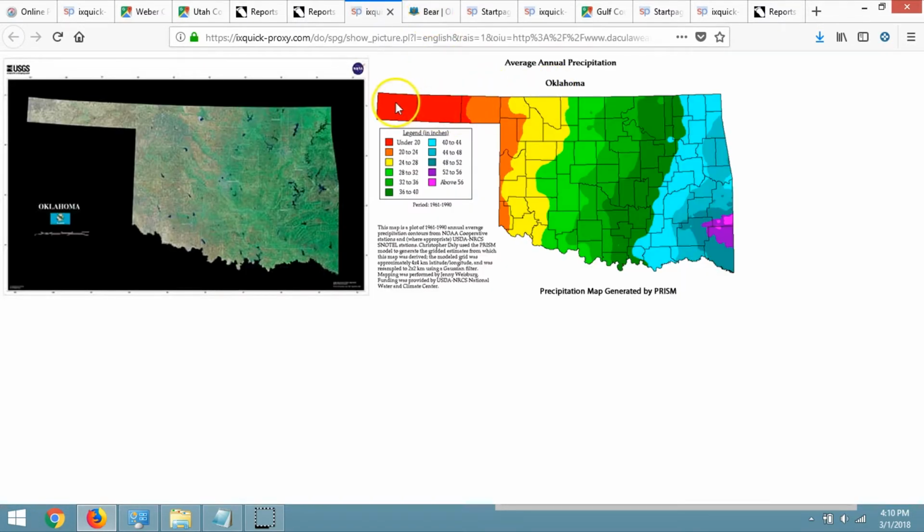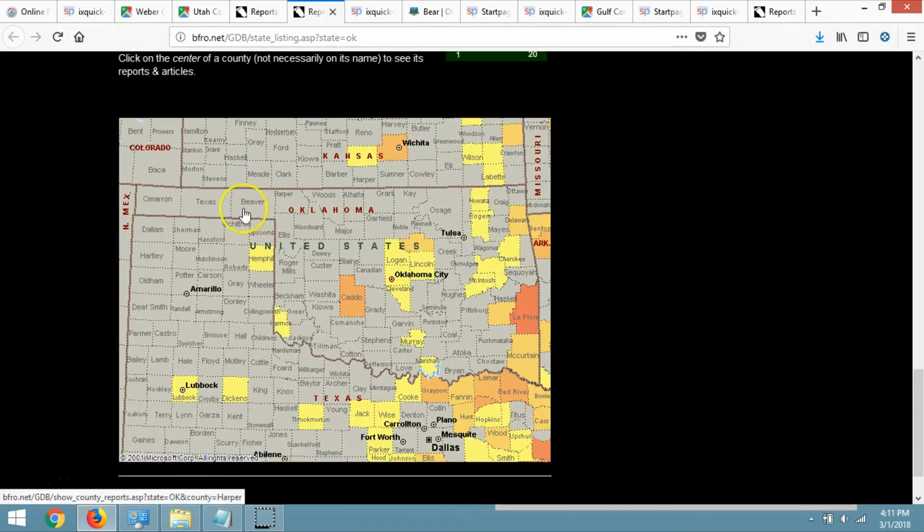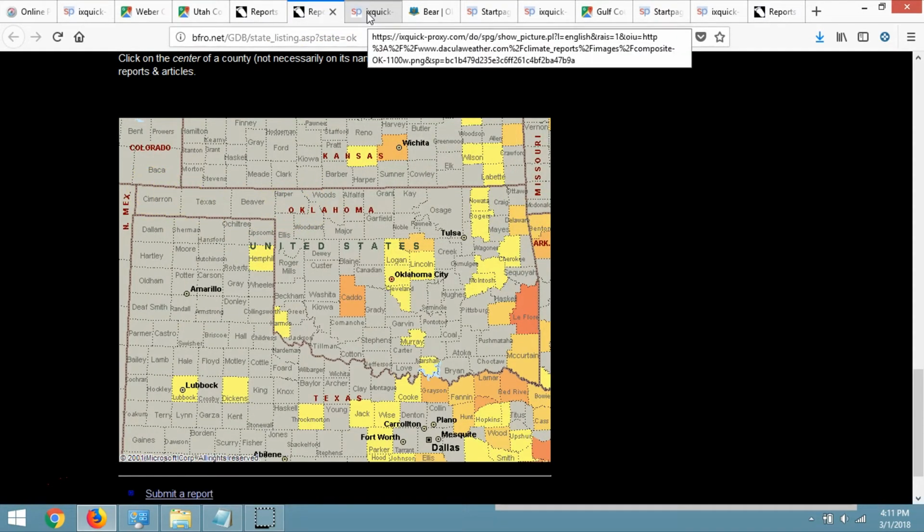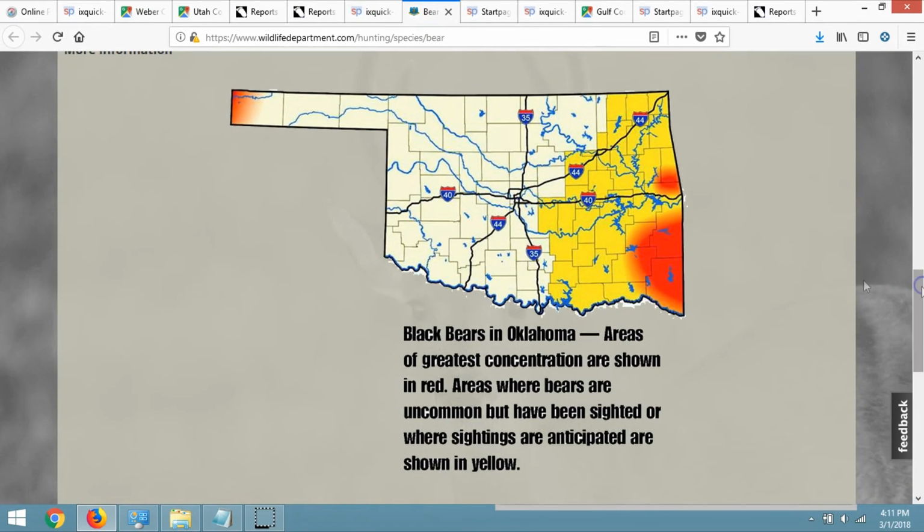Then as you get further out here, it gets quite a bit drier, closer to the desert, and there are fewer sightings of Sasquatch. Black bears in Oklahoma, same thing. The highest concentration is over here. Surprisingly, I guess there are some out here. Maybe they were reintroduced or something like that by the Forest Service.